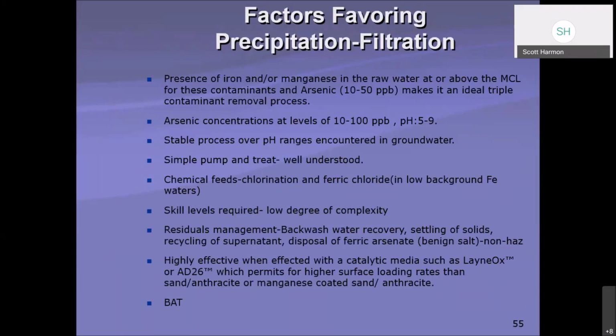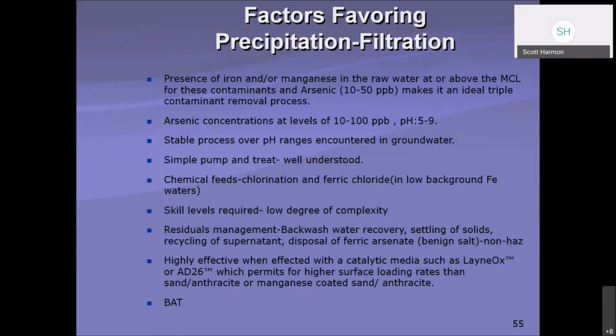Skill level required. I don't mean none of these plants are a low degree of complexity, but what I mean is these are things that we already do, right? So you're not training on how to run additional types of treatment that aren't typically used. Residuals management: backwash recovery, settling of solids, recycled supernatant, and disposal of ferric arsenate and benign salt that may be non-hazardous, right? So some of these disposal methods could be non-hazardous, but others may not be, right?